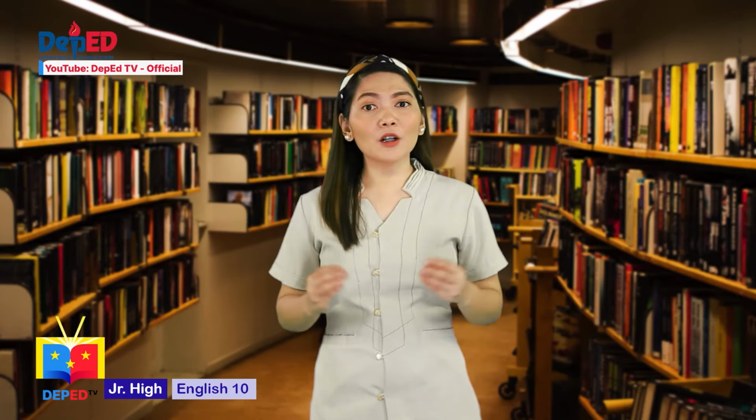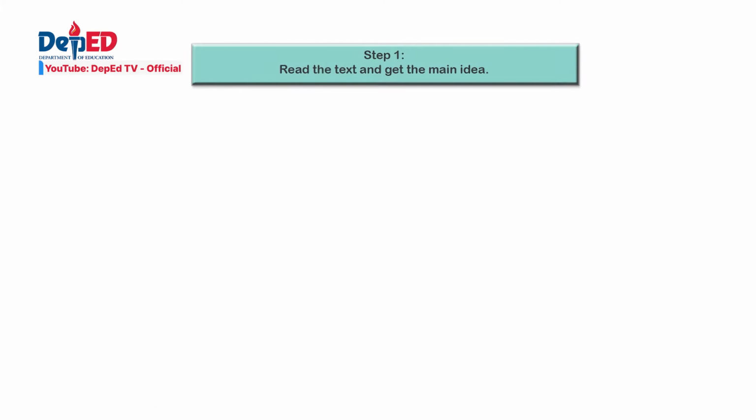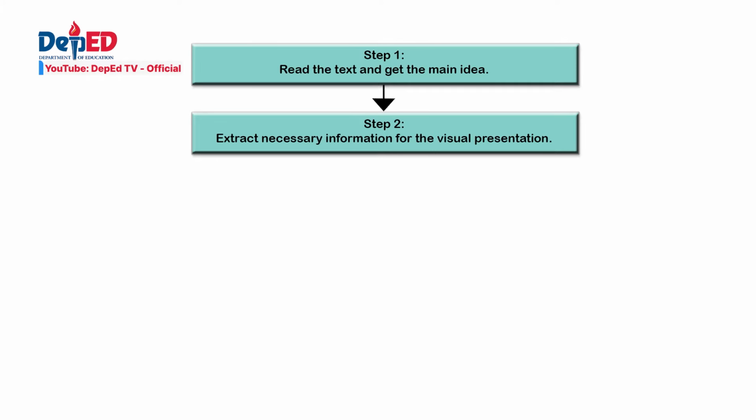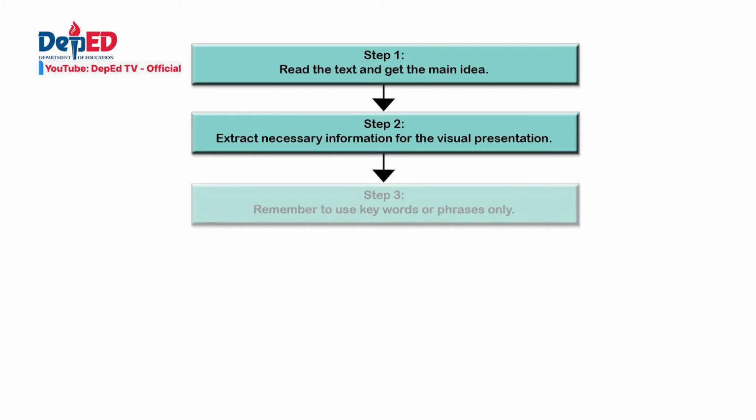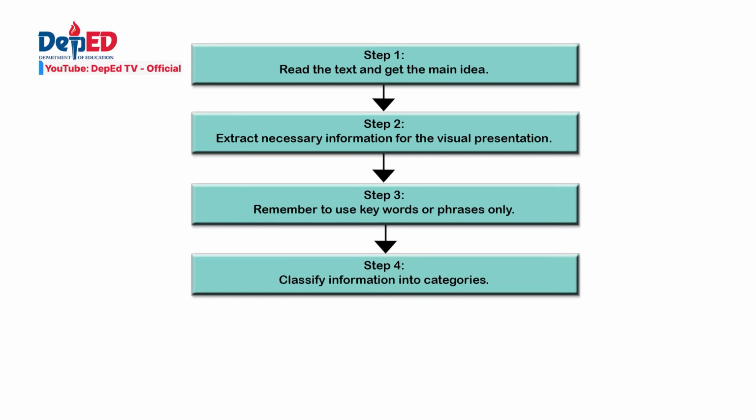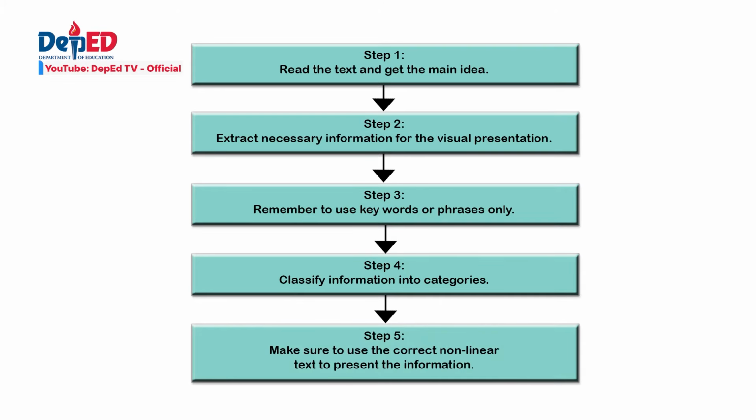In transcoding a linear to nonlinear text, we must follow these steps. Step 1. Read the text and get the main idea. Step 2. Extract necessary information for the visual presentation. Step 3. Remember to use keywords or phrases only. Step 4. Classify information into categories. Step 5. Make sure to use the correct nonlinear text to present the information.